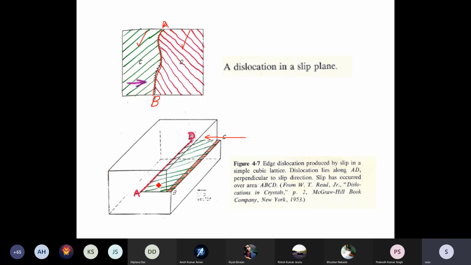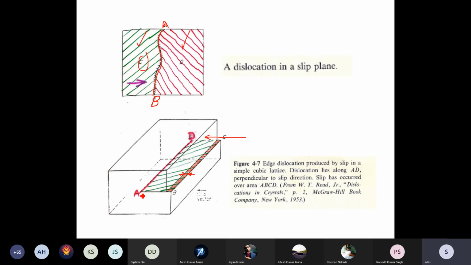You move the top portion of the butter with respect to the bottom portion by this amount. Which amount? It's this amount. And the surface A, B, C, D, above which the top portion moved with respect to the bottom portion. So what I should see here is the region A, B, C, D in this drawing.